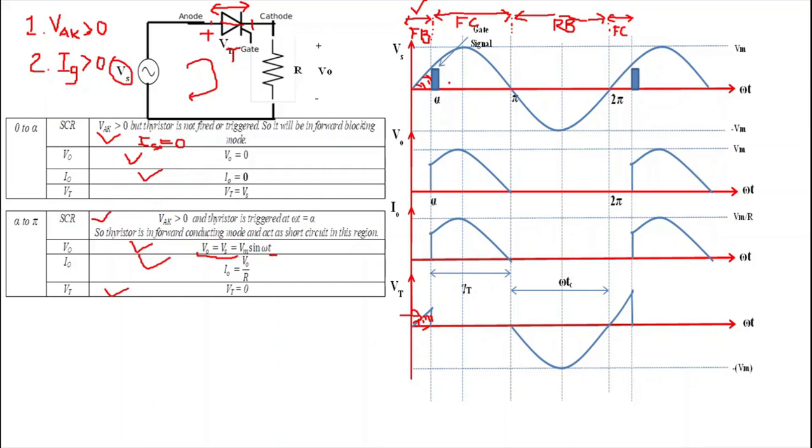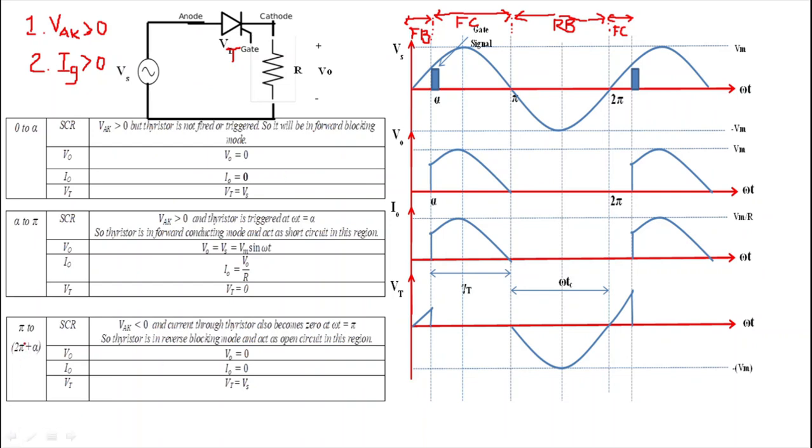Okay, so in this waveform, we can clearly see that from alpha to pi, this sinusoidal waveform appears across the output. Okay, and here I naught is simply equal to V naught by R. That's why the waveforms of V naught and I naught are similar. Only the amplitude changes. Here the amplitude of the output current is Vm by R.